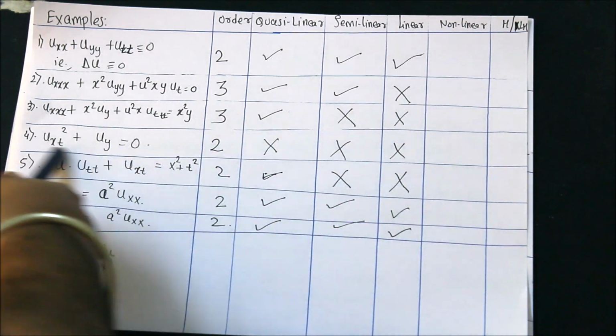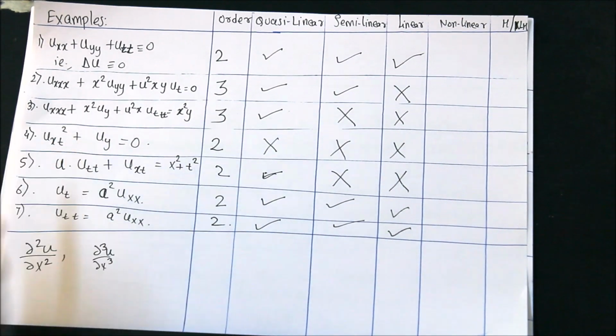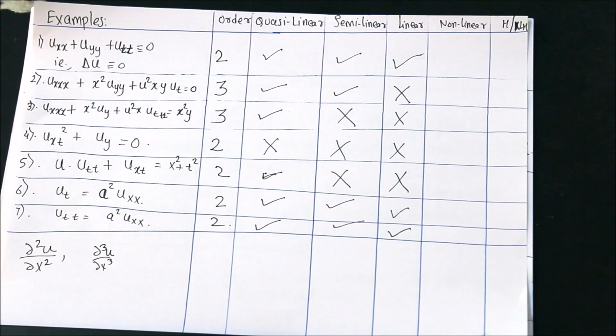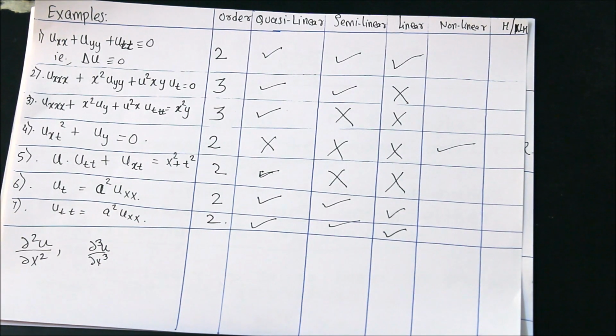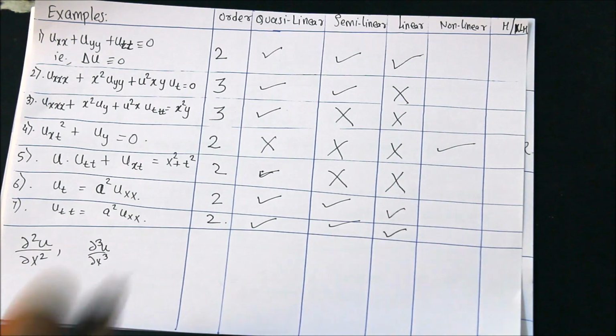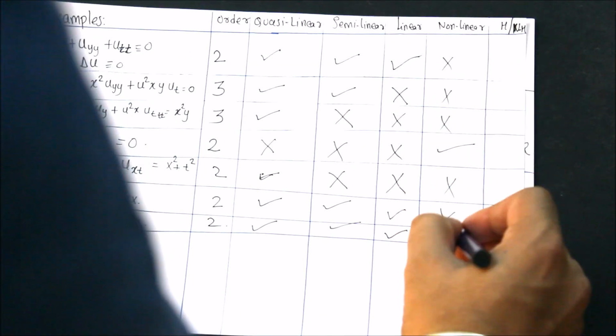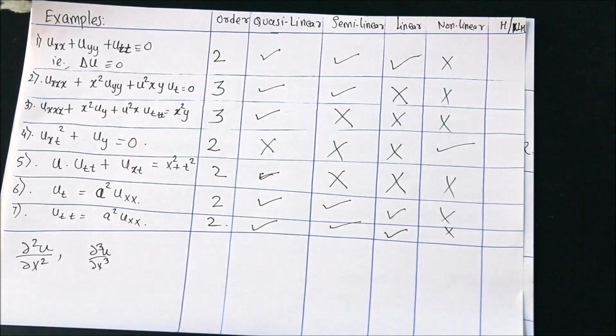So this example is not quasi-linear, because the degree of the highest derivative is not 1. Since the degree of the highest derivative is not 1, it's not quasi-linear, and hence it is a non-linear partial differential equation, and the rest are all quasi-linear, so they do not fall in this category. So only the fourth one is not quasi-linear, and hence it's non-linear. So I hope this is clear.